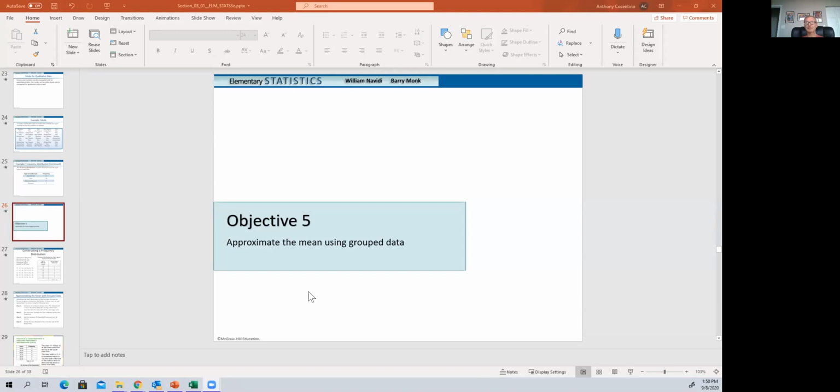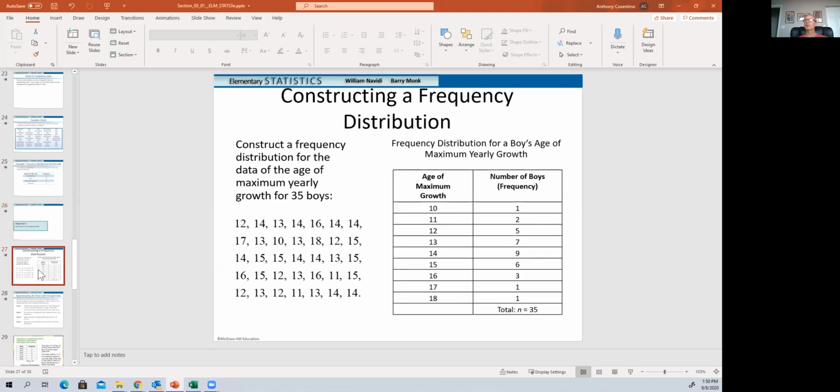So in the last section, we had a couple sets of data that we used to illustrate how to generate frequency distribution charts. I'm going to use that same set of data to show you how to calculate the mean and the median and mode of at least the first data set. If you remember, this was our first data set where we had 35 boys and the ages from 10 to 18 when they stopped growing. And you could see this was our frequency distribution.